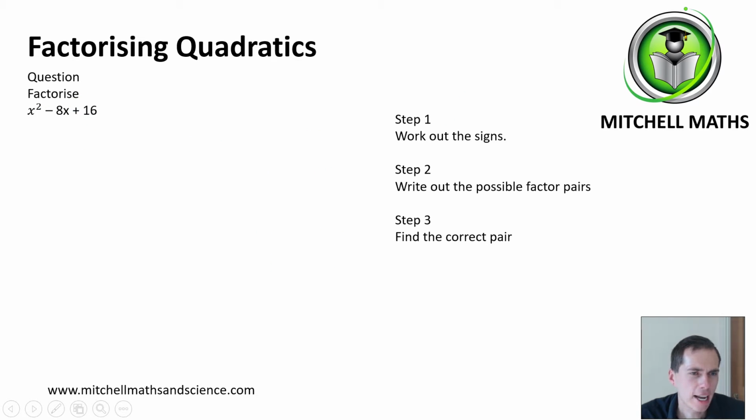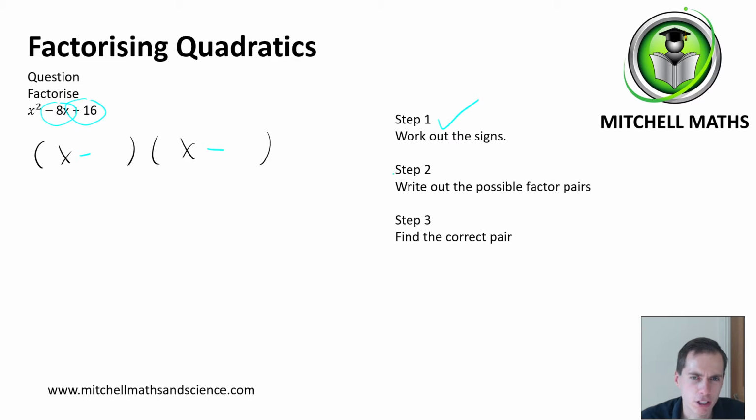Right, the next question is: factorise x squared minus 8x plus 16. Again, I'm going to need to work out the signs. It multiplies to make a positive, so it must be either 2 positives or 2 negatives. It adds to give a negative, so that means it must be a minus and a minus. So that's my first step.